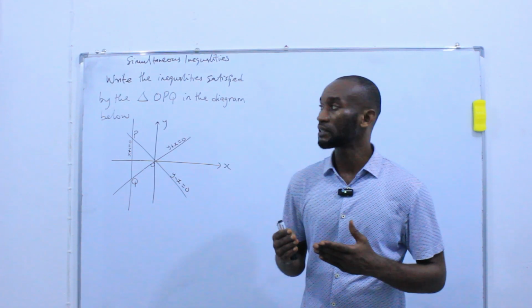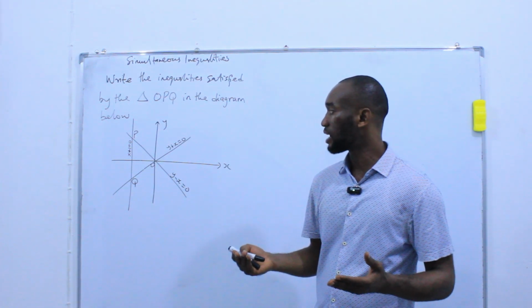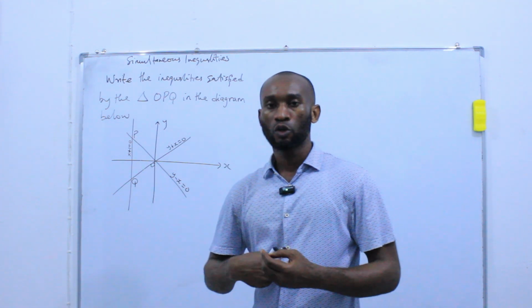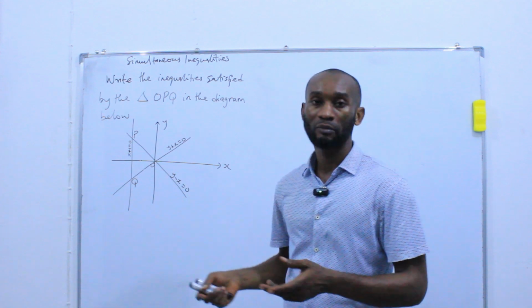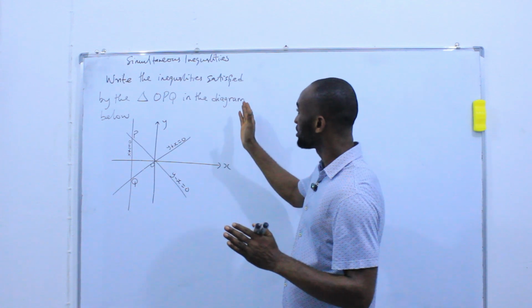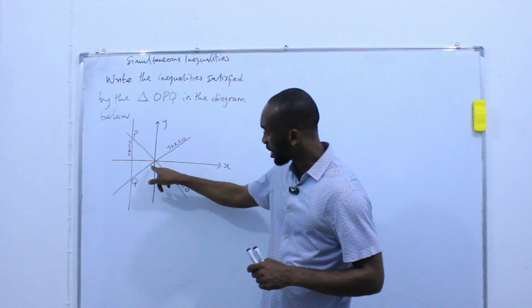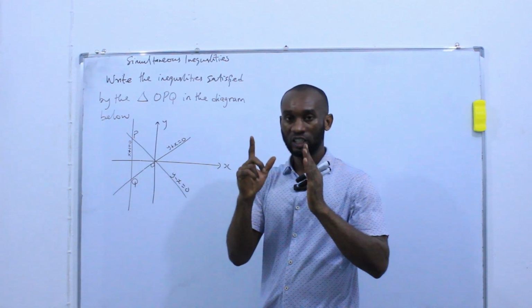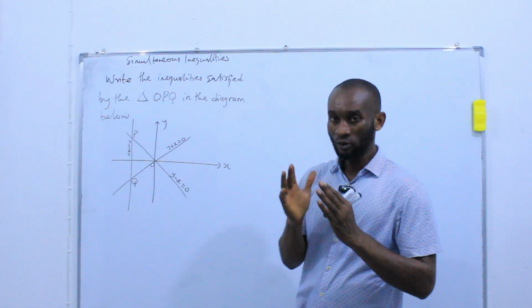Today, we are looking at simultaneous inequality. And this time around, we are given a graph, and we are asked to write out the simultaneous inequalities satisfied by the diagram. So let's look at the question. It says, write the inequalities satisfied by the triangle OPQ in the diagram below. There is a triangle OPQ, this triangle here. So we want to find the inequality that is satisfied by this triangular region.